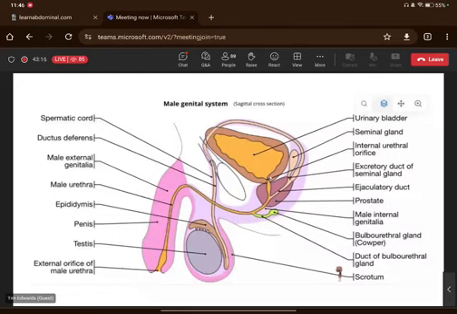But Bhavna will go through the prostate with you and go into a bit more detail about the ductus deferens, the vas deferens, and the ejaculatory ducts. So in the next talk.